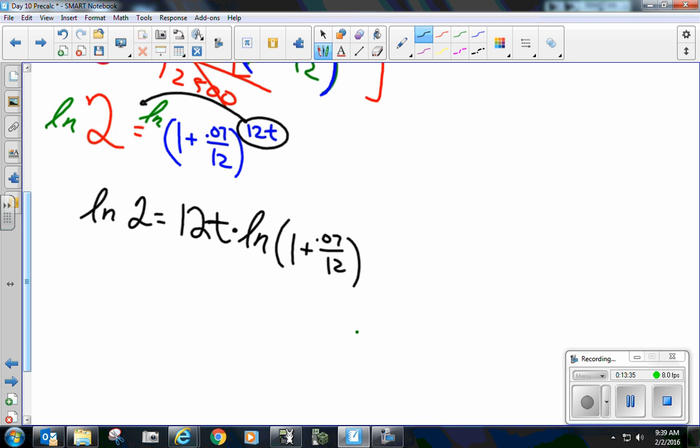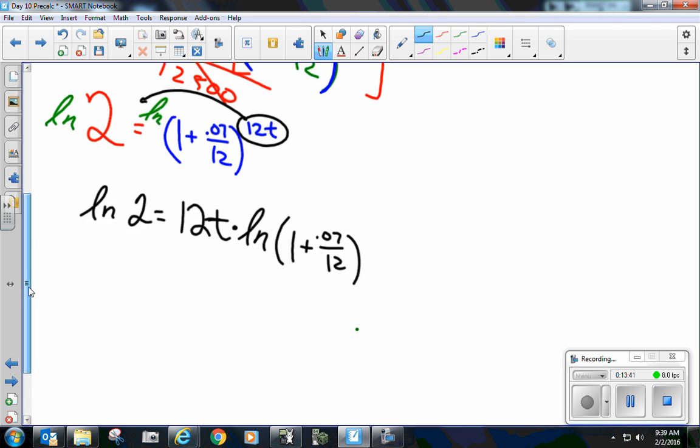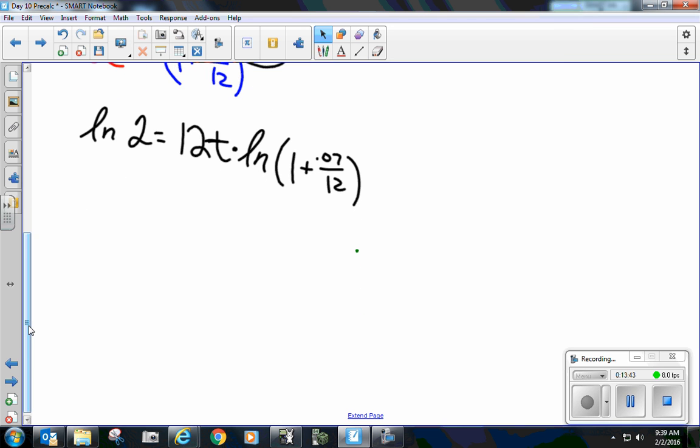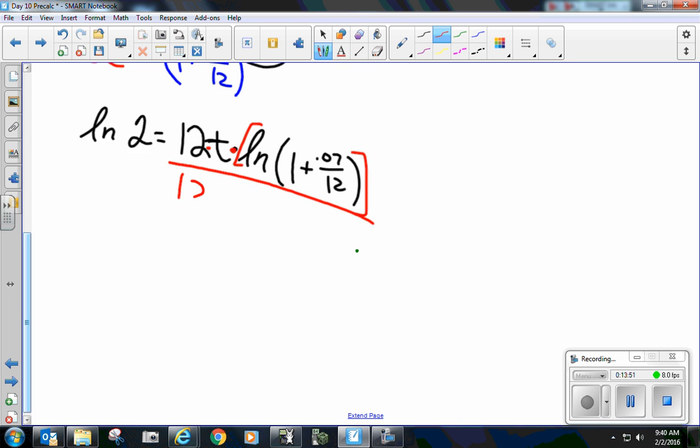I'm multiplying t by 2 things, right? What am I multiplying t by? 12. Yeah. Look at this. I'm multiplying t times the natural log of this, and I'm also multiplying it by 12. So guess what? Divide it by 12 and the natural log of 1 plus 0.07 over 12. When I do the one side, I have to do it to the other side.